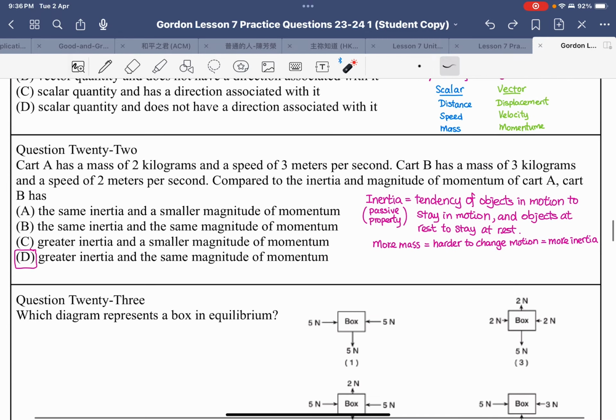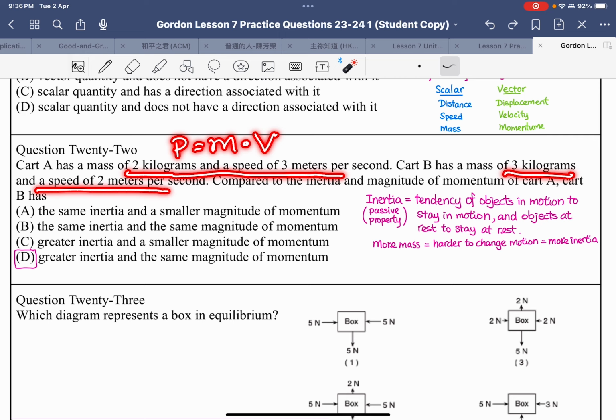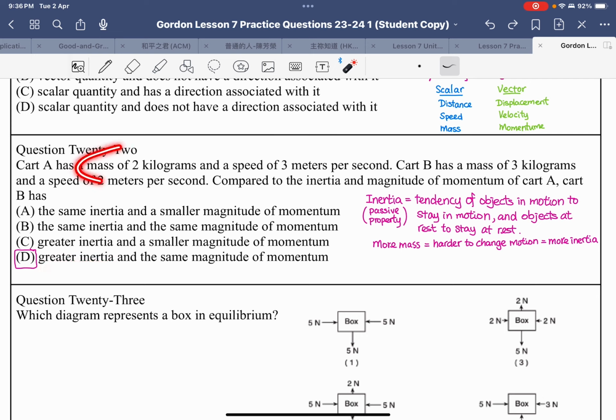Now, if you do the math, p equals m times v, right? So the momentum of these two objects is actually identical after doing the math. They're both 6 kilogram meters per second. However, the amount of inertia is not the same because one has a larger mass than the other. One is 3 kilograms and the other is 2. And so this is the correct answer.